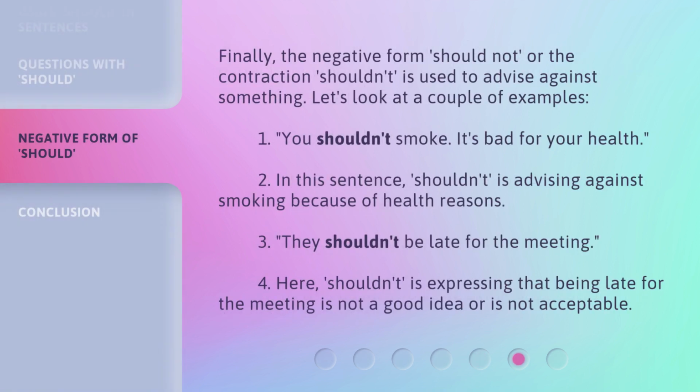Finally, the negative form, should not, or the contraction, shouldn't, is used to advise against something. Let's look at a couple of examples. 1. You shouldn't smoke. It's bad for your health. 2. In this sentence, shouldn't is advising against smoking because of health reasons. 3. They shouldn't be late for the meeting. 4. Here, shouldn't is expressing that being late for the meeting is not a good idea or is not acceptable.